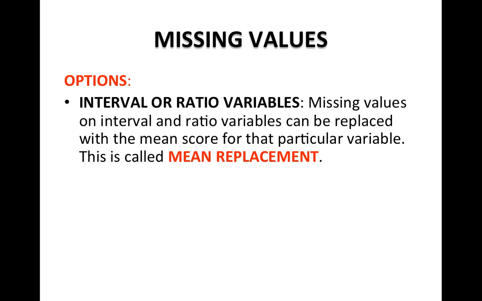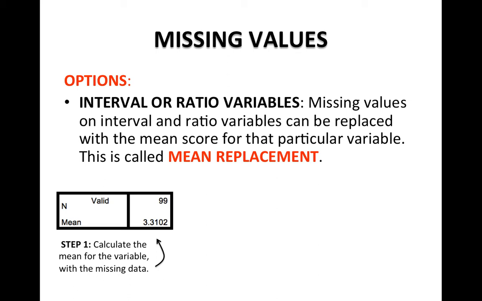Okay, so things get a little bit more interesting when you have interval or ratio variables. So this is anything measured on a Likert scale or anything like reaction time or something measured on a ratio level. So missing values on interval and ratio variables can be replaced with the mean score for that particular variable. So this is called mean replacement.